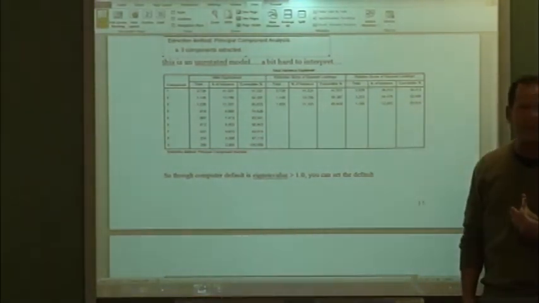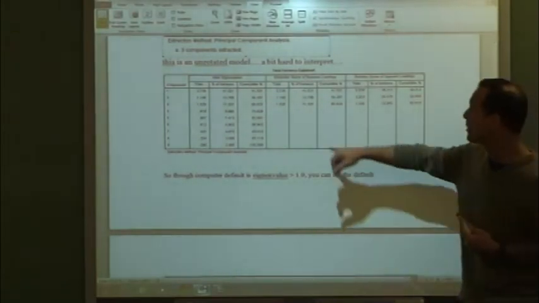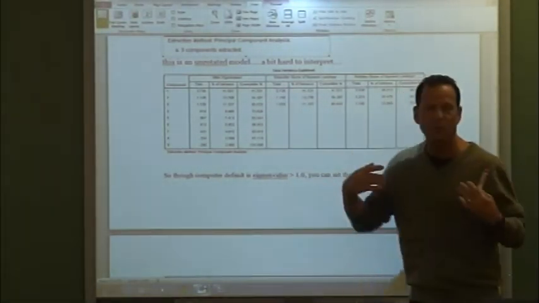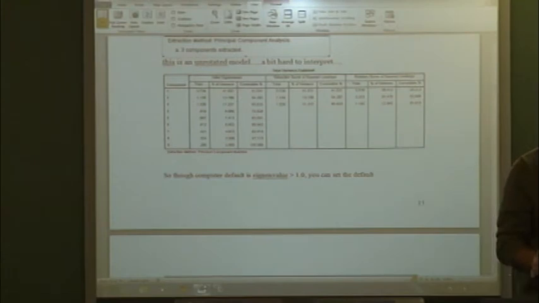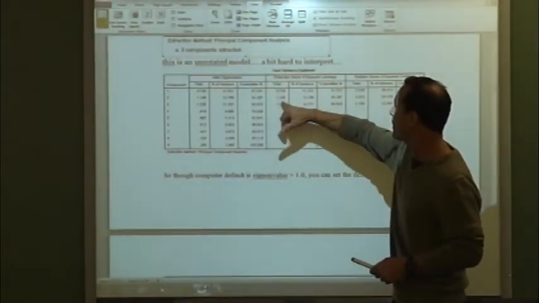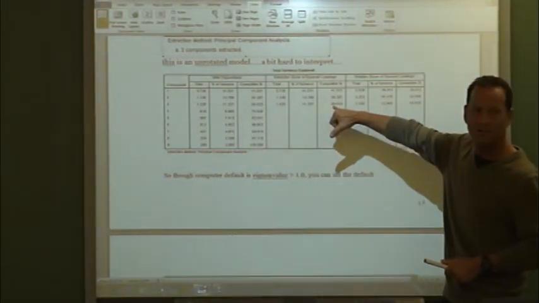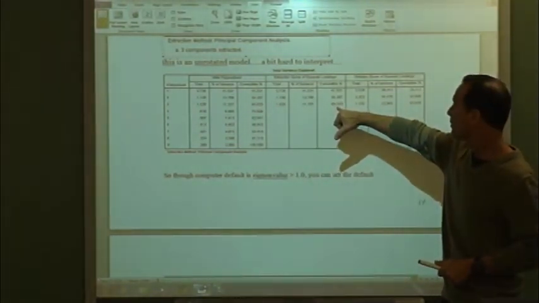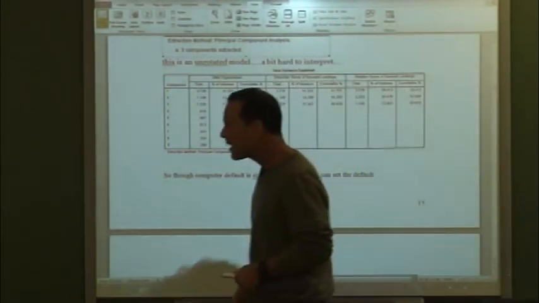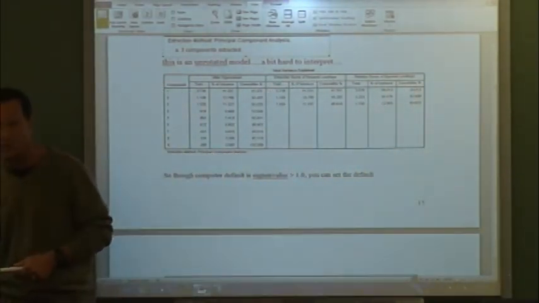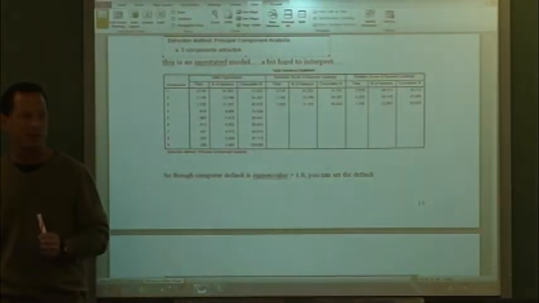Usually what I do, everybody, I usually report this, because that's the unrotated. That's like the clean solution. So usually, I talk about the extraction eigenvalues. You're still going to get the same variance accounted for. So that, everybody, we have a 3-factor solution for 9 items. If things do not go well, you have 9 factors.